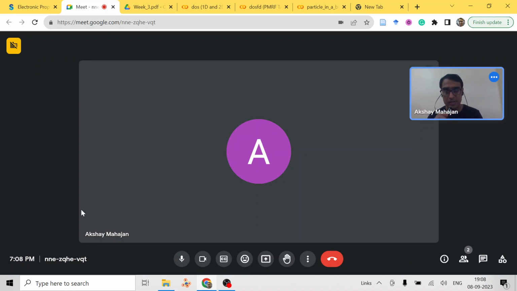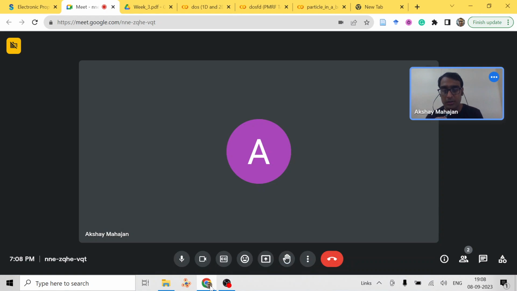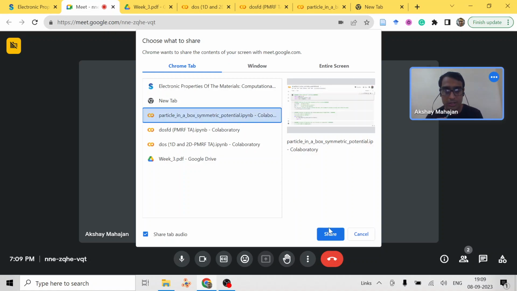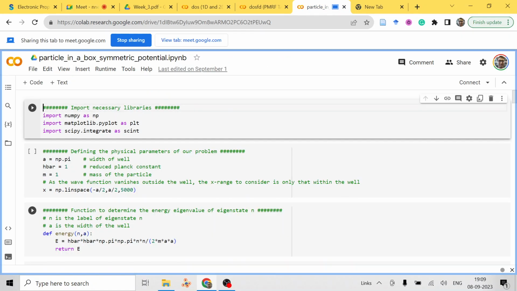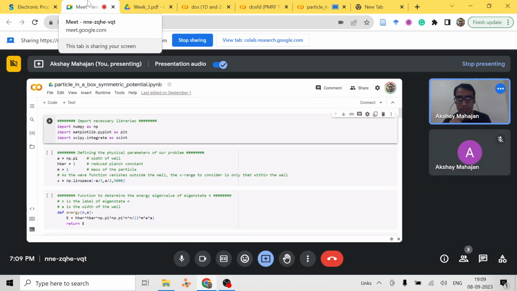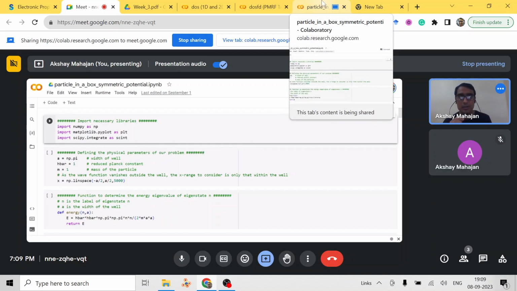Stop sharing. Okay, let me just start sharing my screen, and we will go to the particle in a symmetric potential. Alright, I hope this is visible. I think, yeah, this is visible. Let me just check once. Yeah, it is visible.